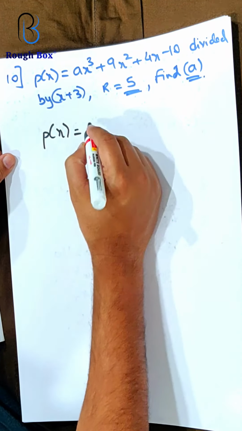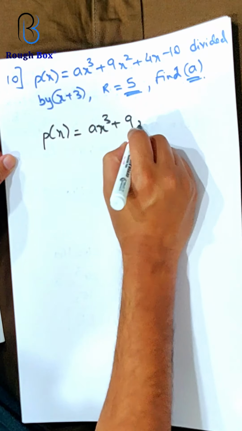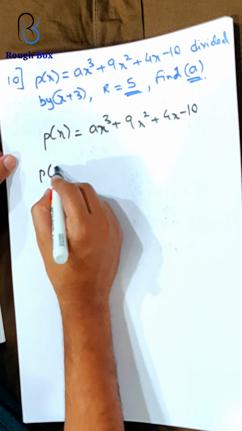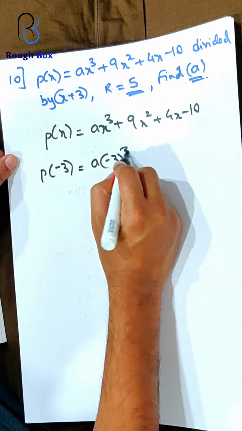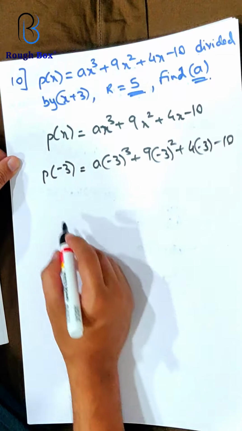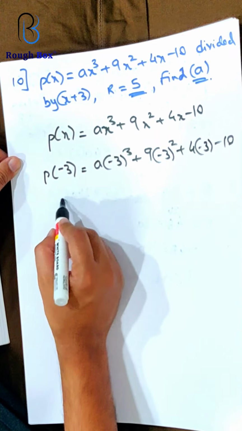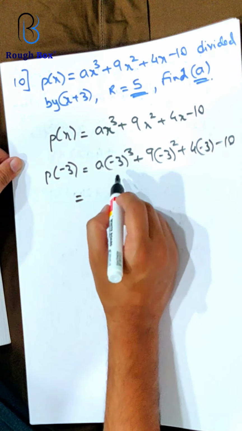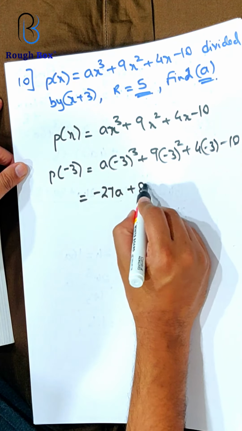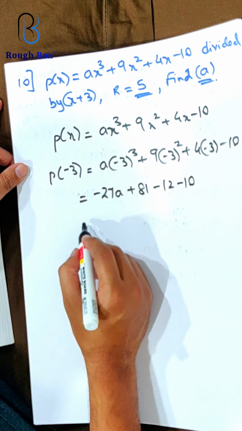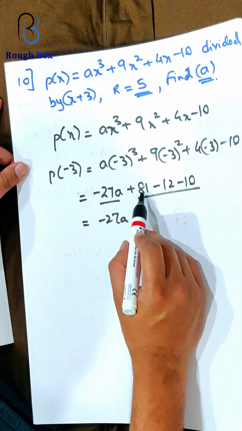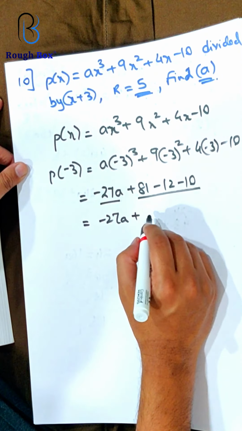So P of x is ax cube plus 9x square, 4x minus 10. Trying to find a. So P of minus 3. So a into minus 3 cube, 9 into minus 3 square, 4 into minus 3 minus 10. This remainder is 5. So I can write 5 here, or in the end we will substitute, whatever method you want. Minus 3 cube will be minus 27a. Minus 3 square is 9, 9 nines are 81. Minus 12 minus 10. So minus 27a, I keep it as it is, and this we'll have to solve. So 22 I need to subtract from 81. So that will be 69, I guess.